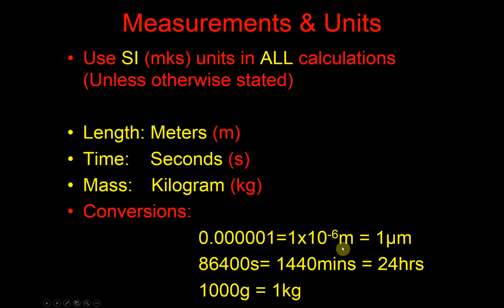So the micron, which is a millionth of a meter, is 1 times 10 to the minus 6 meters, or 0.000001. Time tends to be a little more normal and the same in all different types of unit measurement. So 86,400 seconds is 1,440 minutes or 24 hours. 1,000 grams is a kilogram. So when we're dealing with mass, make sure if you are looking at, say, the acceleration due to gravity, that you're utilizing the kilogram.